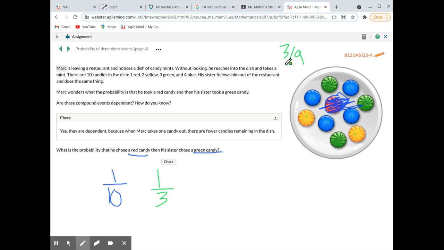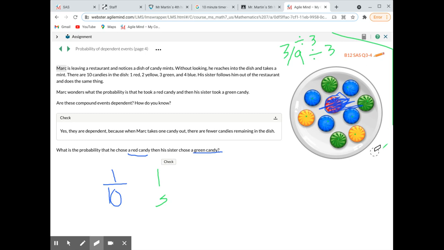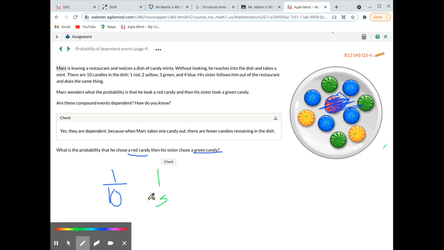How do you make 3/9 become 1/3? You said that our answer was 1/3. I agree with you. I just want to know how you make 3/9 become 1/3. Don't you divide it by 3? That's right. You just divide both the numerator and the denominator by 3, and whenever you do that, you get that answer right there. 3 divided by 3 is what? 1. What's 9 divided by 3? 3. All right.